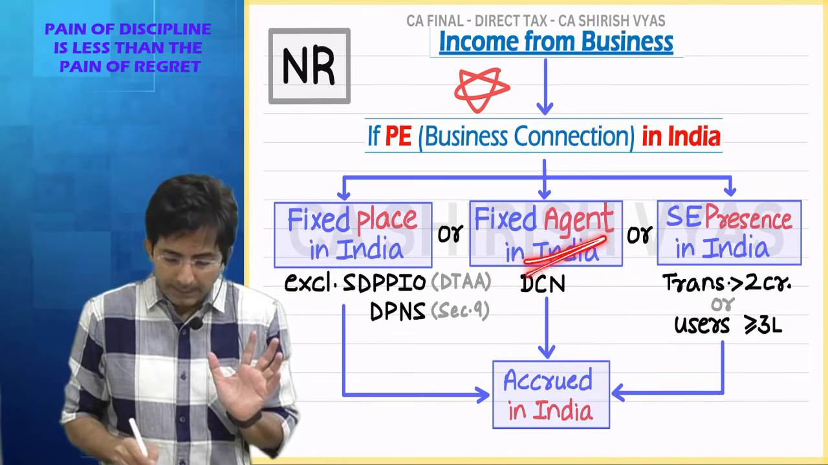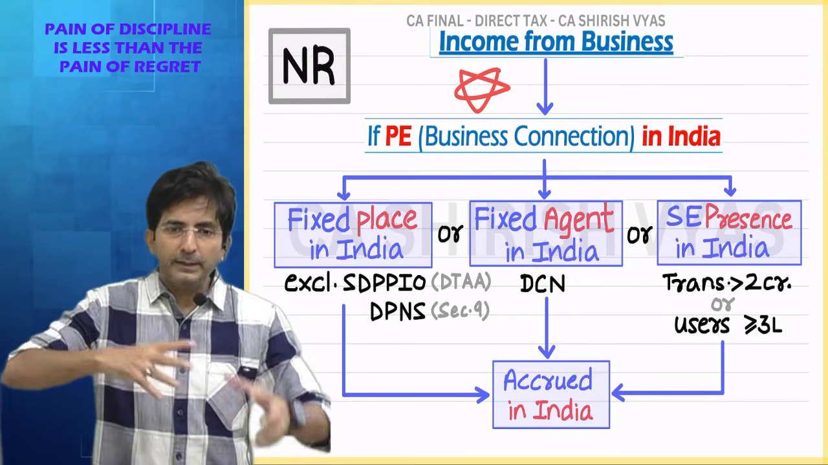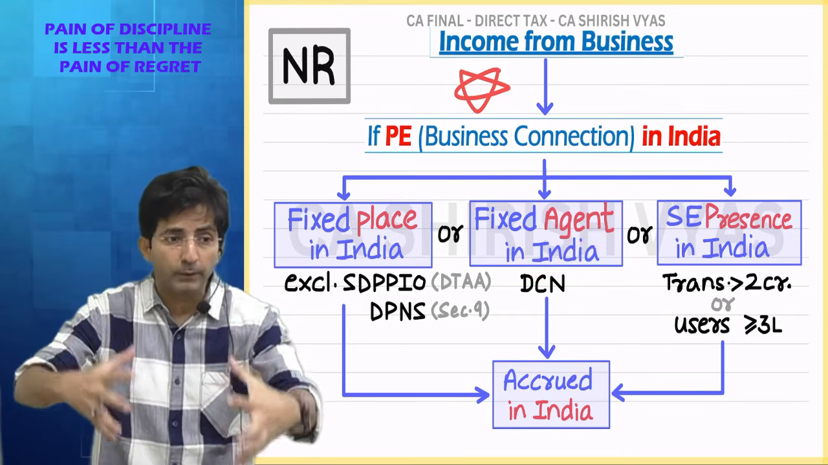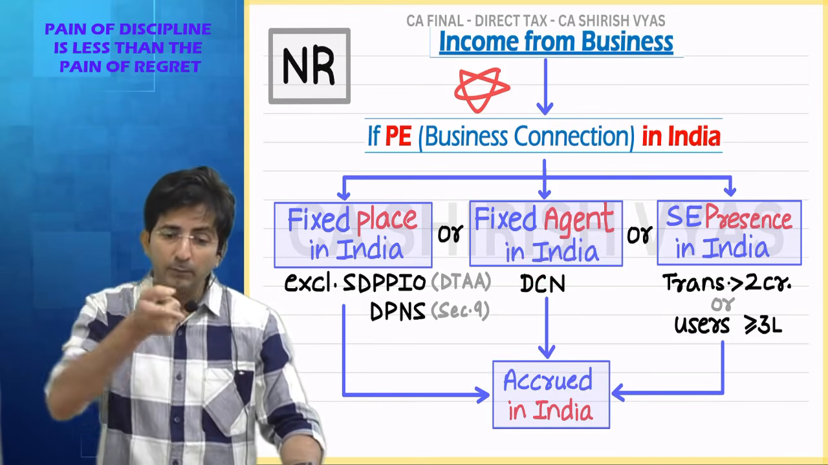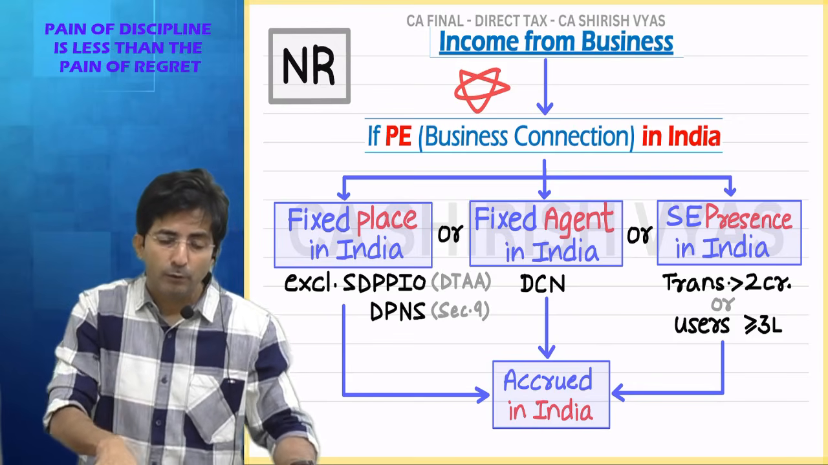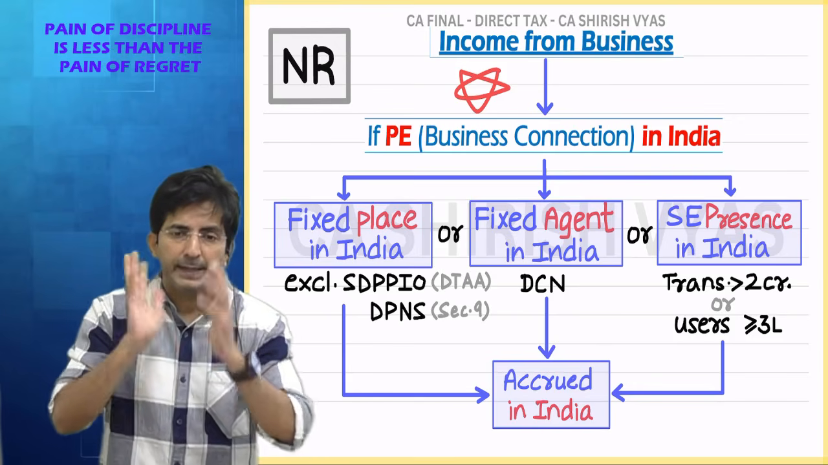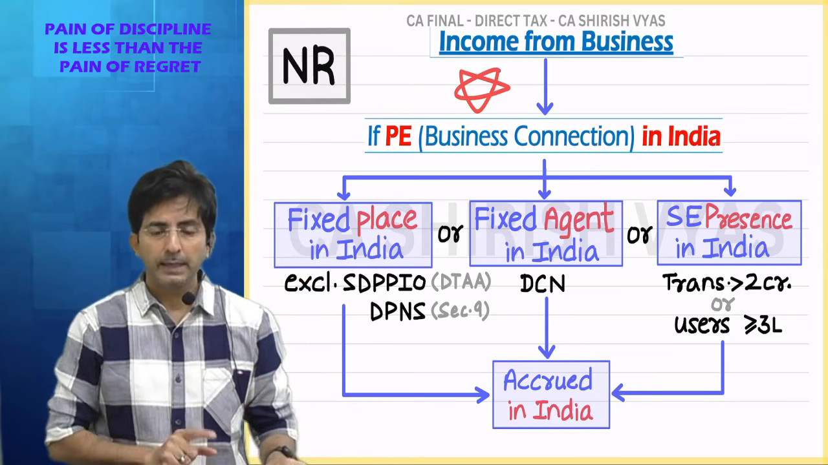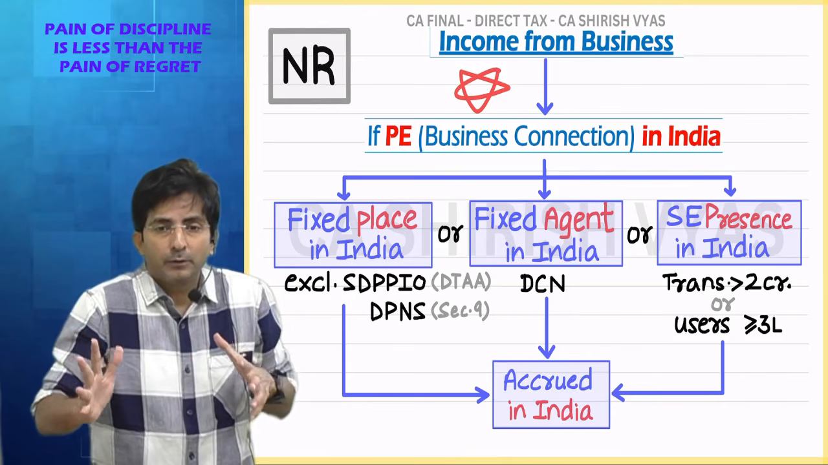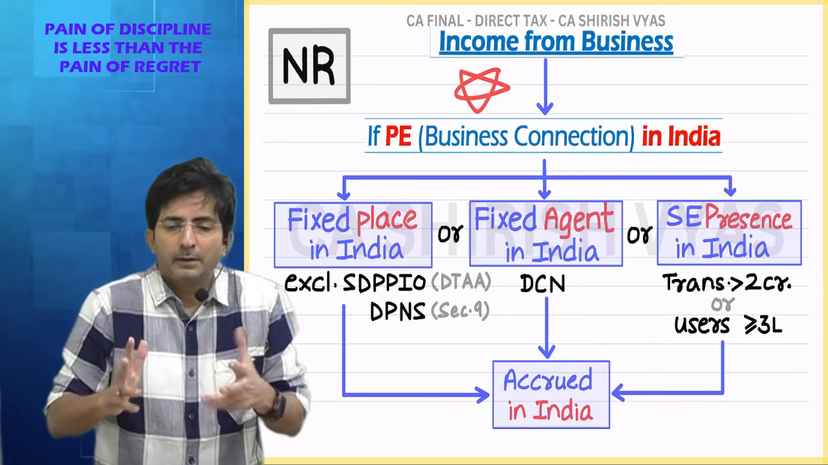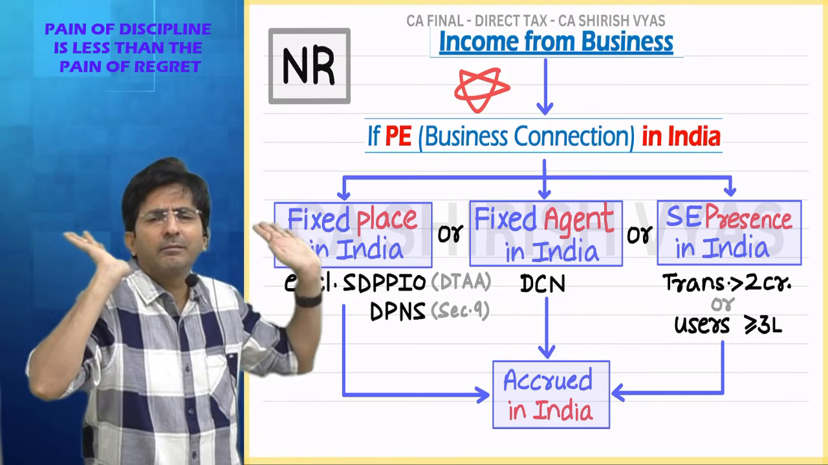So firstly, having an agent means you don't have any physical place like an office or shop. You have one person, an agent. But that agent will be called PE in India when that agent is totally dedicated to you. The agent should be a dependent agent. It should not be an independent agent. Independent agent means they sell products for everyone.